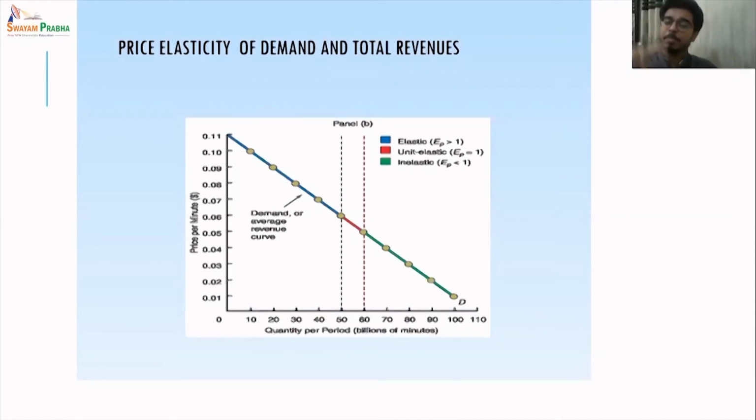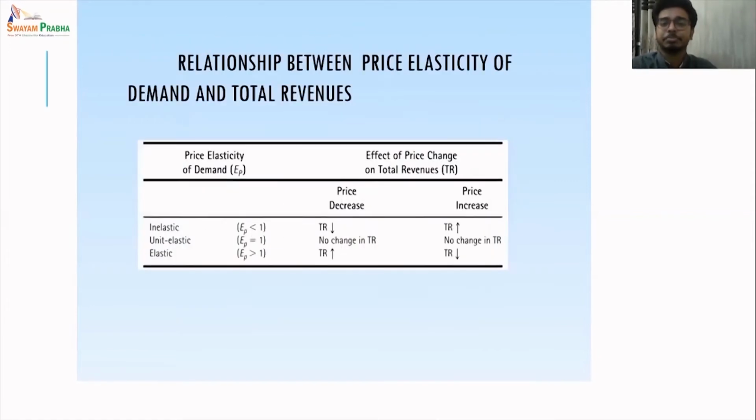And for the bottom part of the demand curve, you can also try with our previous egg example. And if you observe over here, the bottom part is nothing but the inelastic part of the demand curve.